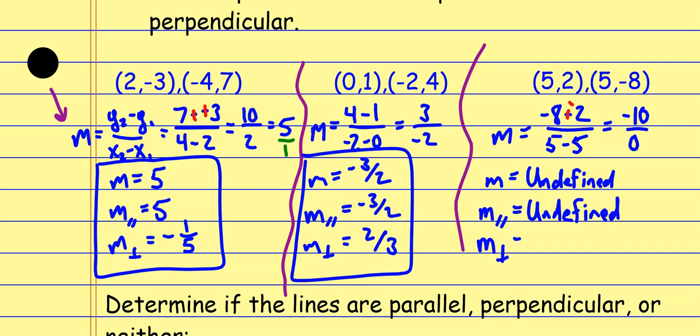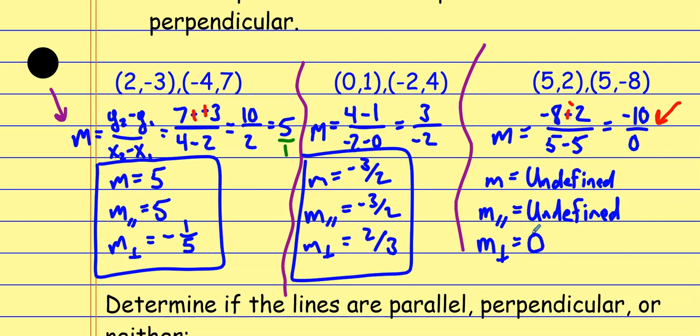For the perpendicular line, it's supposed to be the opposite reciprocal. Well, undefined is kind of hard to do the opposite and flip it, right? So go back to when you had numbers. Look at this guy right here. Here's some numbers, right? It was a negative 10 over 0. So instead of negative, I'm going to make it positive. And instead of 10 over 0, it's going to be 0 over 10. But 0 divided by 10 is just a 0. Okay? So that's the perpendicular line.